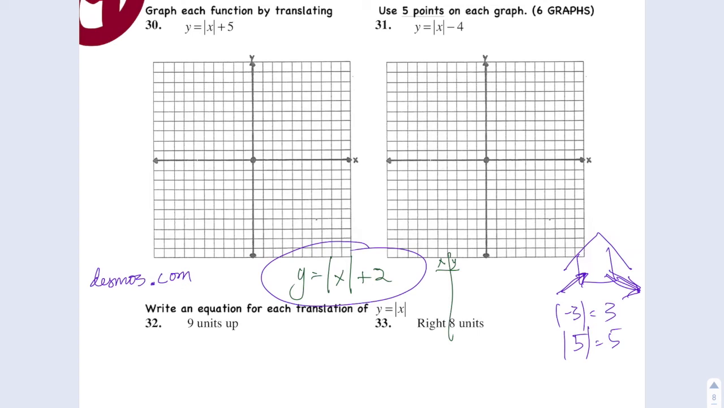Okay? So let's graph this. Y equals absolute value of x, plus 2. If you've learned the lesson from that, if it's plus 2 on the outside, it simply goes 2 units in the up direction. 2 units up. 1, 2.